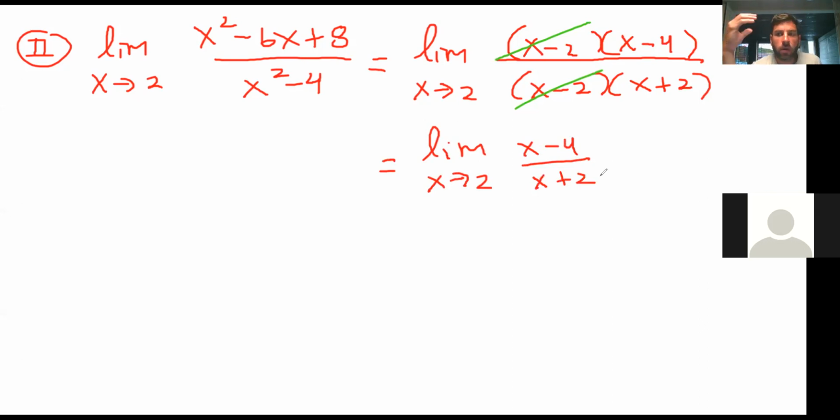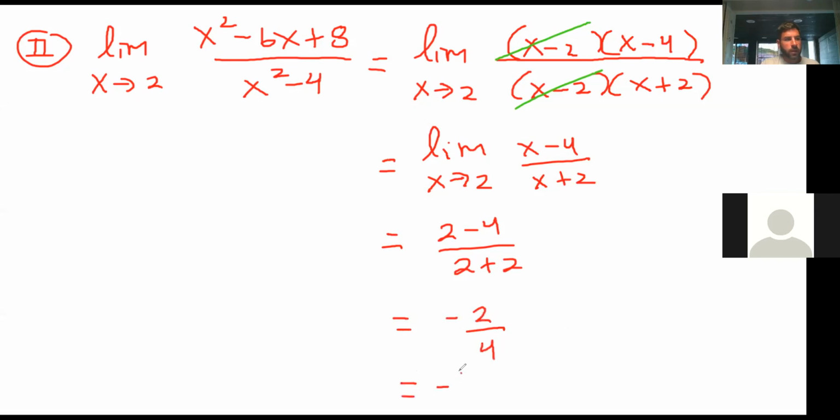Now, even though I still have a fraction here, what you'll note is I can actually win the game now, because if I plug 2 in now, I don't get division by 0. So when I plug the number 2 in, I get 2 minus 4 over 2 plus 2, which of course becomes negative 2 over 4, otherwise known as negative a half.